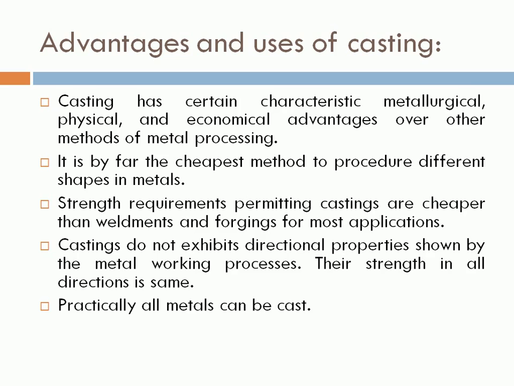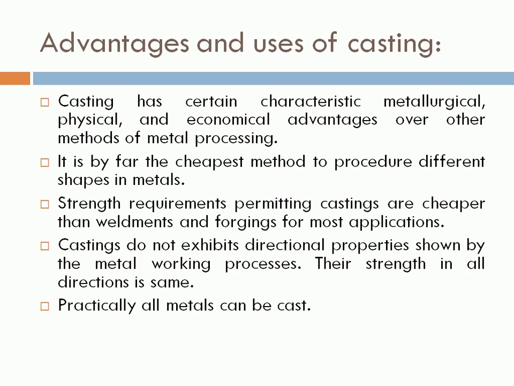Strength requirements permitting, castings are cheaper than weldments and forgings for most applications. Castings do not exhibit the directional properties shown by metal working processes, and the strength in all directions is the same. So practically we can say all metals can be cast.